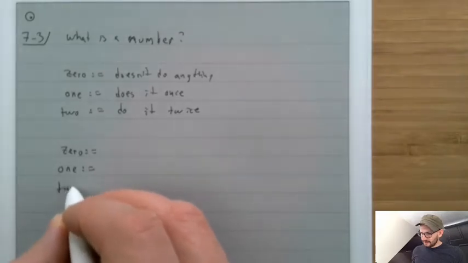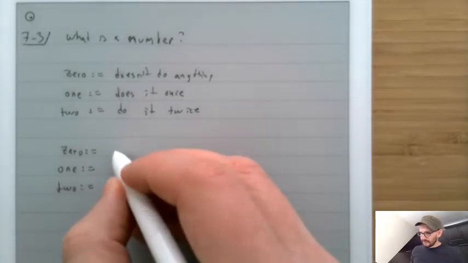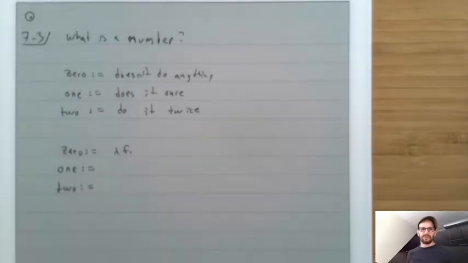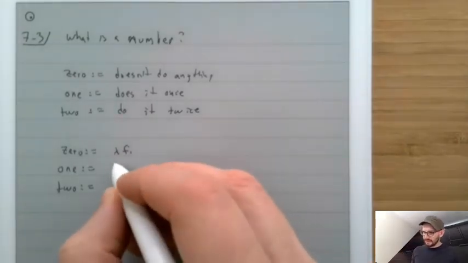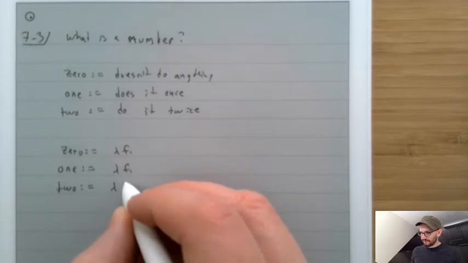that first accept the thing that they're supposed to do. We'll call that argument f. So they have to take an argument, which is the thing that they're supposed to do.